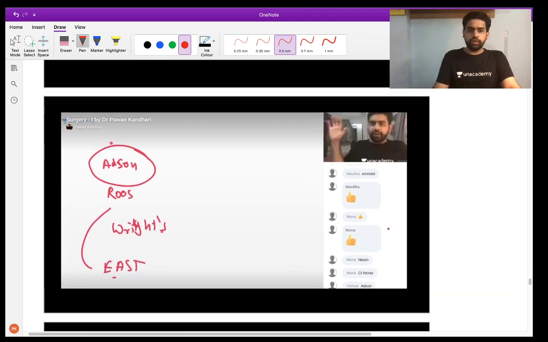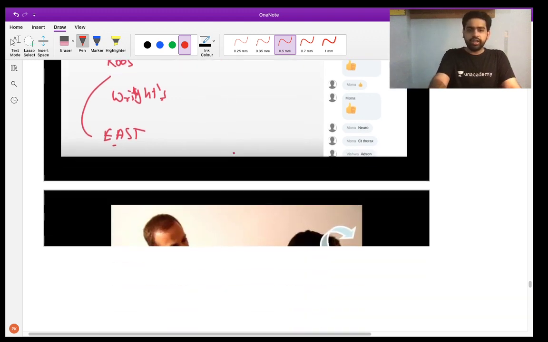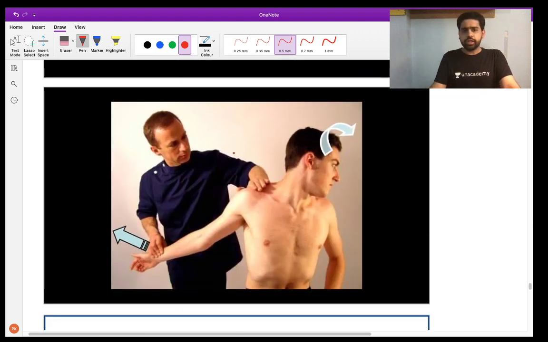This was the session which I did on 15th of December, as a part of our medical marathon, where we discussed all the tests. On the screen you can see I'm demonstrating the Ross test or East test. So let us have a look at what tests there are.